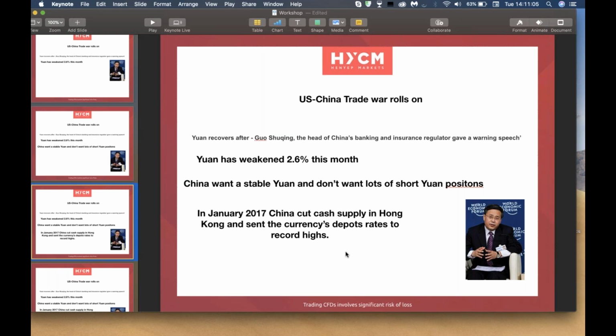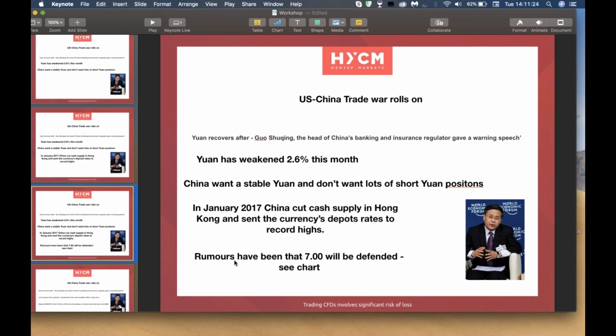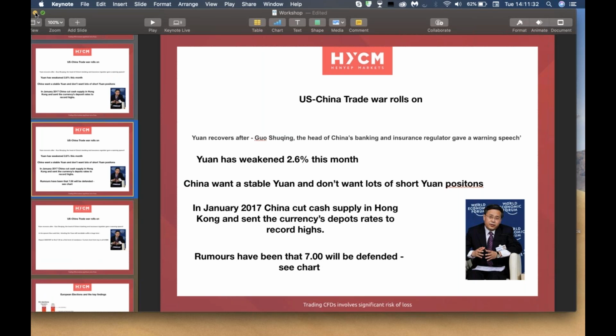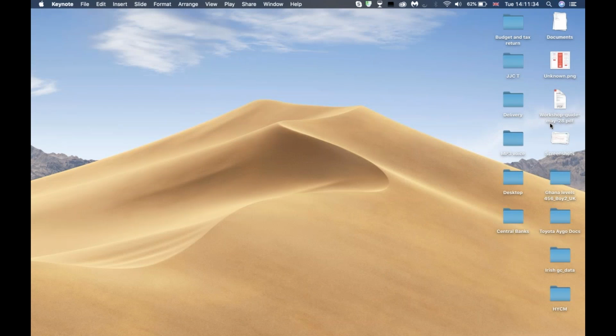So for example, in January 2017, China cut their cash supply rate in Hong Kong, and they sent the currency's deposit rates to record highs. So they've done this before in the past. And rumors have been circulating that it's the 7.00 level that will be defended. So I'll just show you that level on the chart.